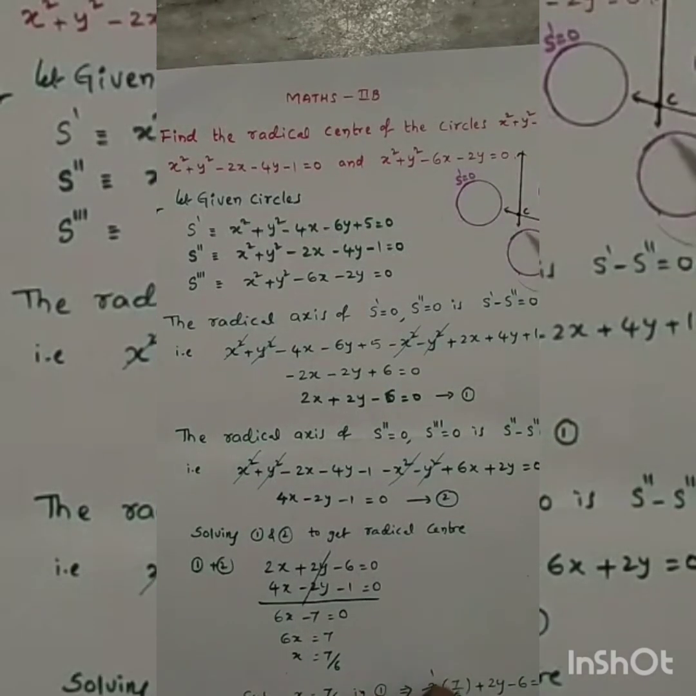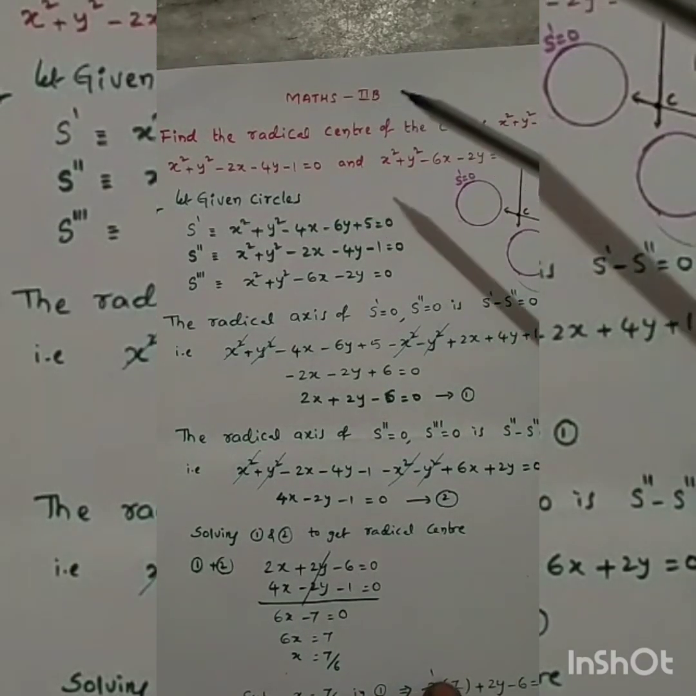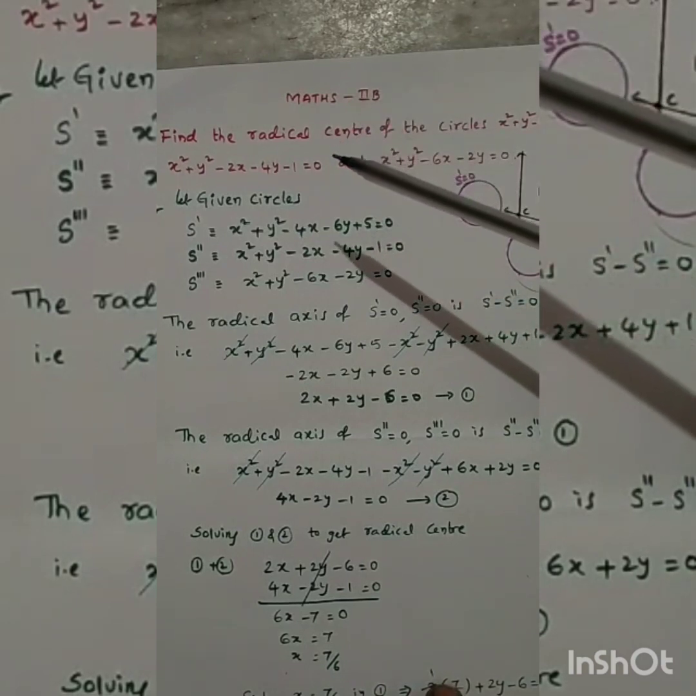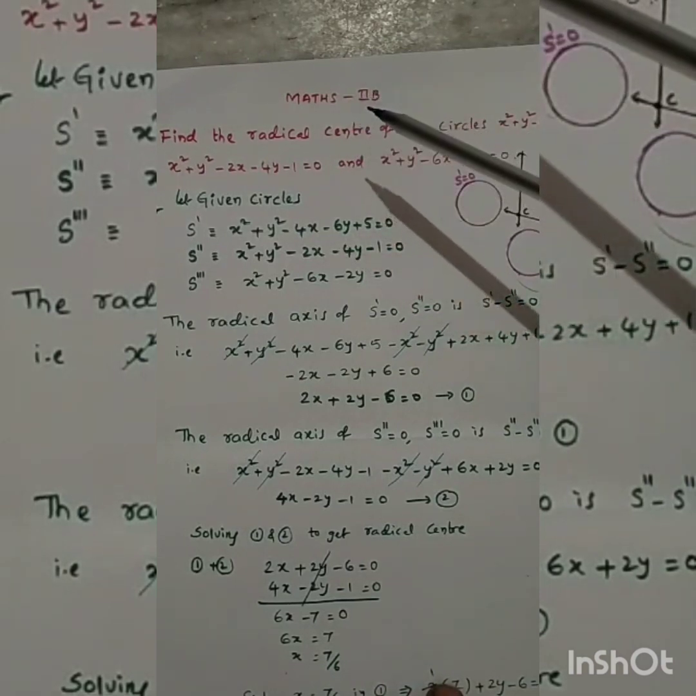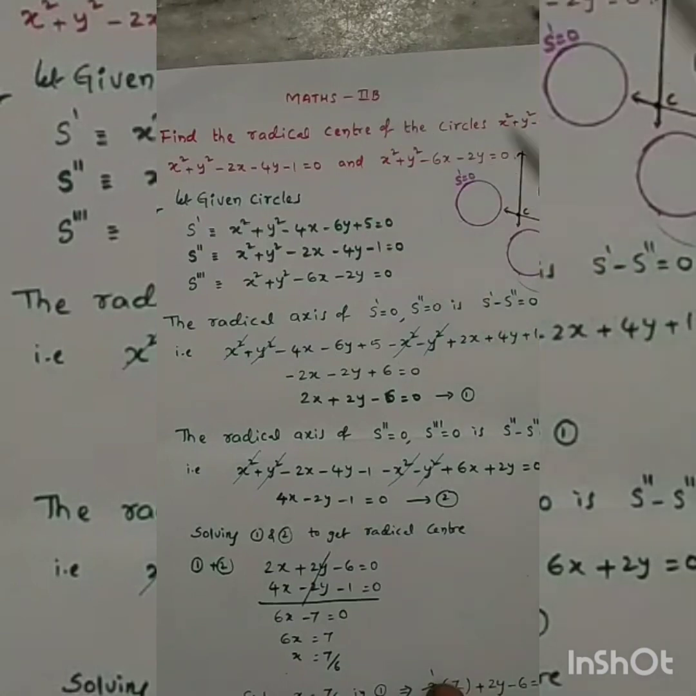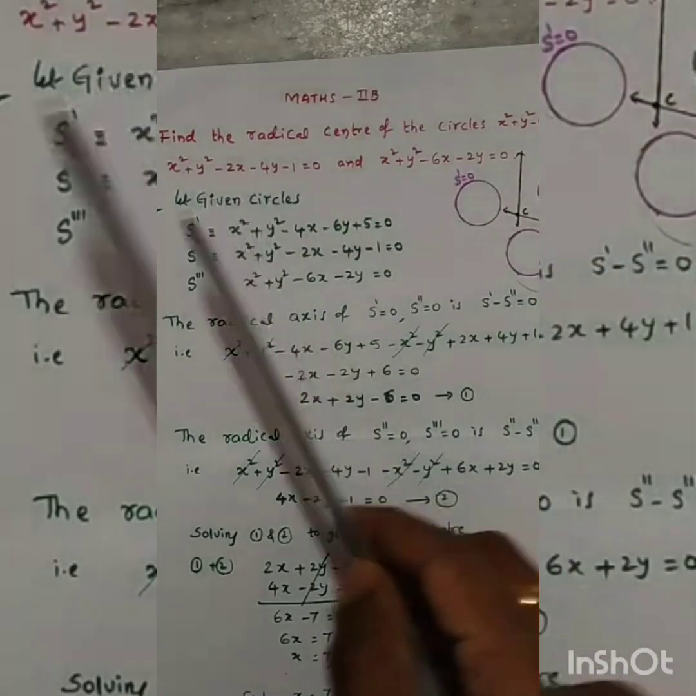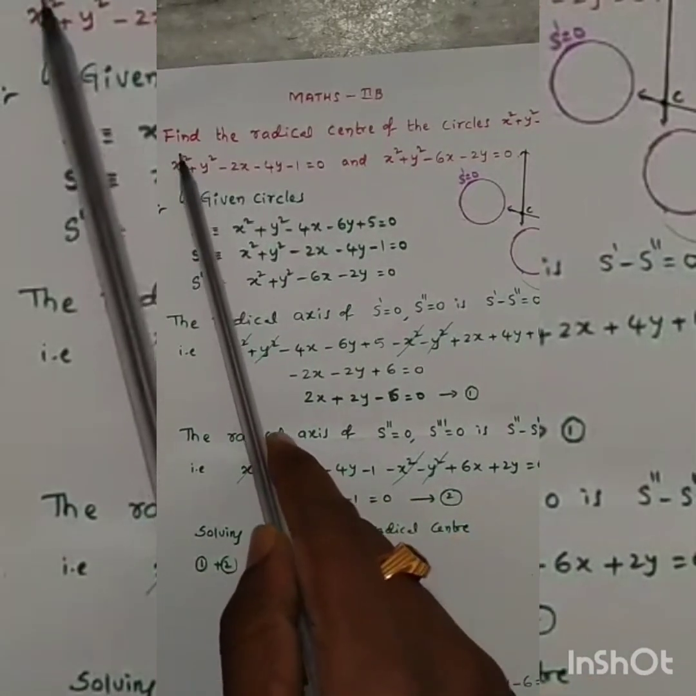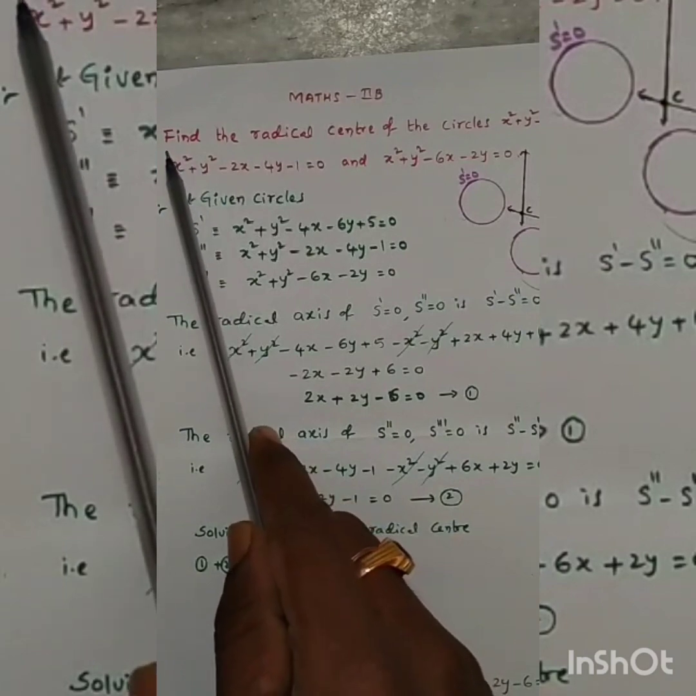Welcome to Math Videos. Today we are discussing some problems in Maths 2B, the chapter is System of Circles. In this topic, the first question, a short answer type question, listen.